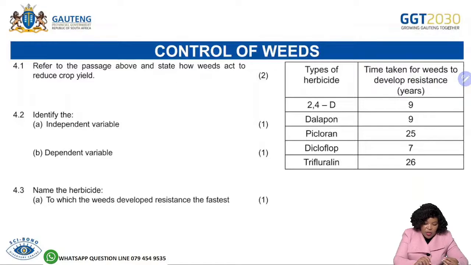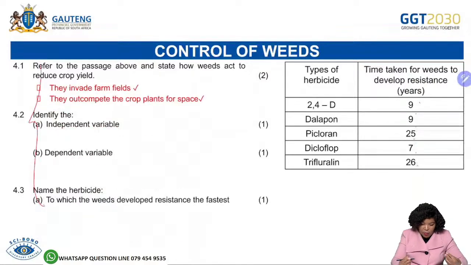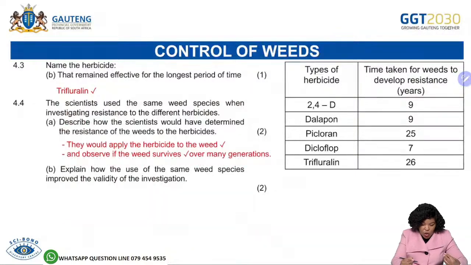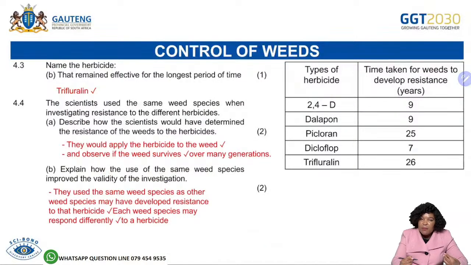Now, refer to the passage. Okay, you read these questions. You answer based on the time it took for these weeds to develop resistance. What is more important is you need to be able to have the skill to draw a graph. When you have data like this, be able to analyze your independent variable, your dependent variable.